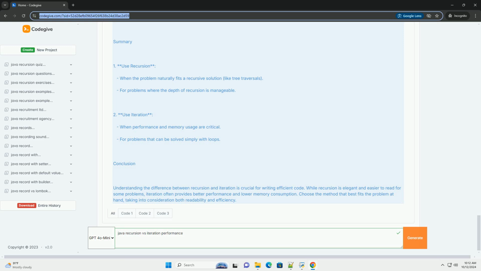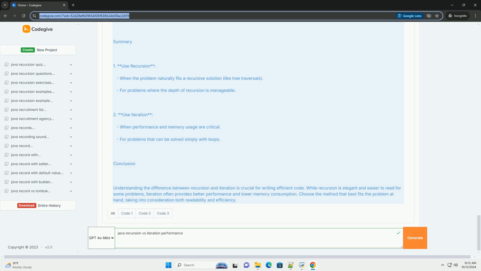Example, factorial calculation. We'll implement the factorial calculation using both recursion and iteration. Recursive approach. Iterative approach. Performance testing. To compare the performance of these two methods, we can use the System.nanoTime method to measure execution time.